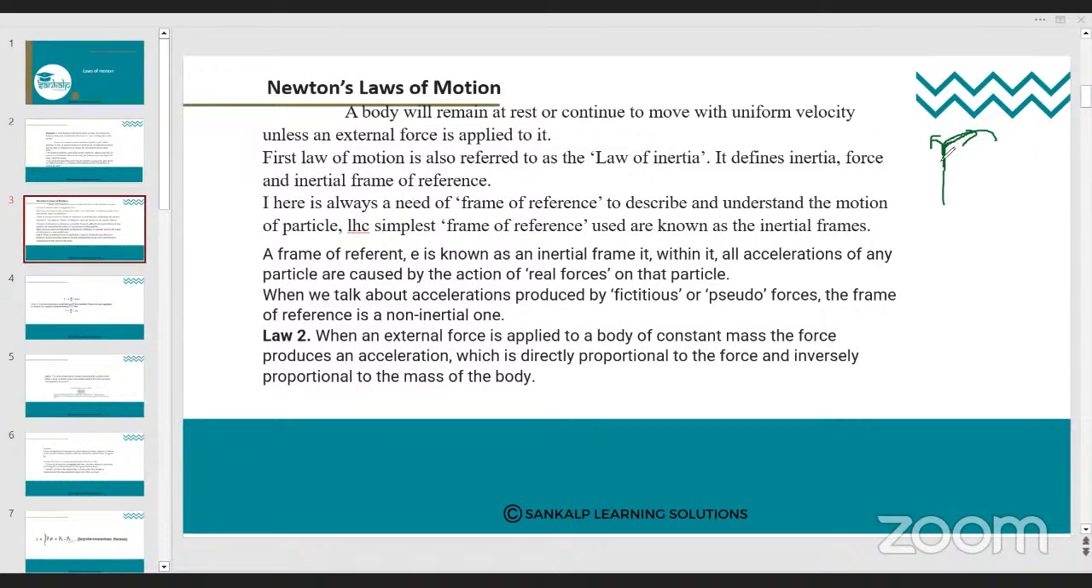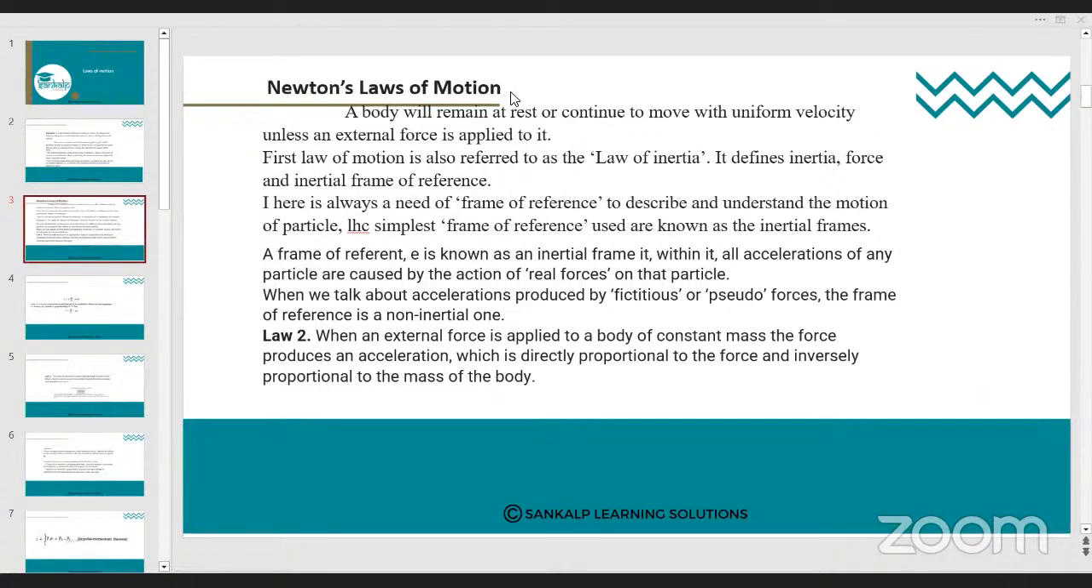So this is the most common example of inertia of direction. When you are moving along a curve, you can see the change in the body's position. This is inertia of direction. Now we will come to the main point, that is Newton's laws of motion.